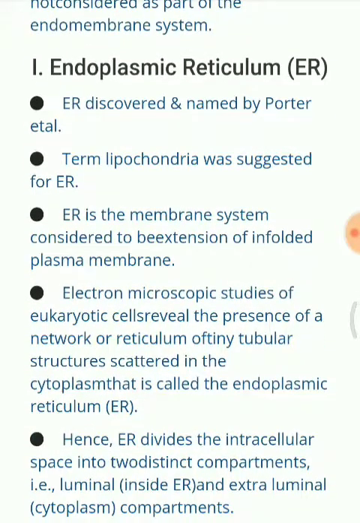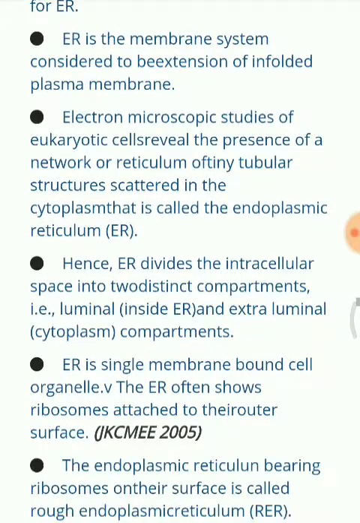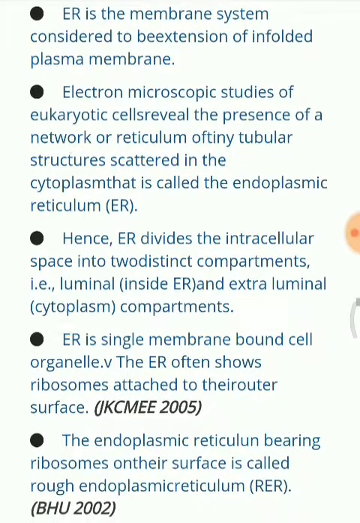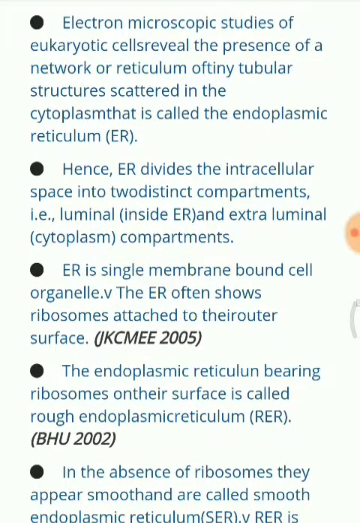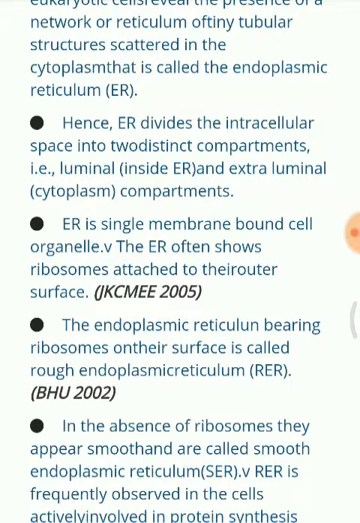Electron microscopic studies of eukaryotic cells reveal the presence of a network, a reticulum of tiny tubular structures scattered in the cytoplasm, that is called the endoplasmic reticulum, ER. Hence, ER divides the intracellular space into two distinct compartments: the luminal compartment inside the ER and the extraluminal cytoplasmic compartment. ER is a single membrane-bound cell organelle. The ER shows ribosomes attached to the outer surface. The endoplasmic reticulum bearing ribosomes on the surface is called the rough endoplasmic reticulum (RER).